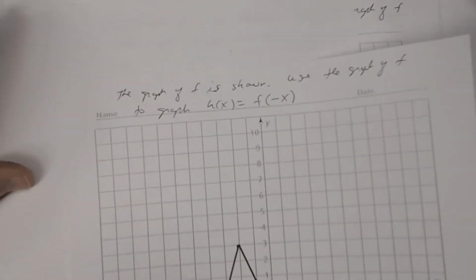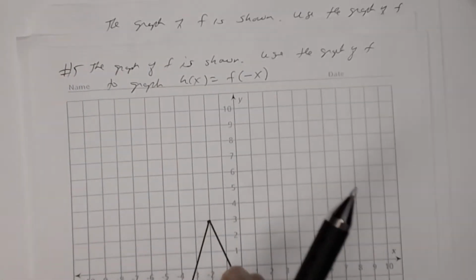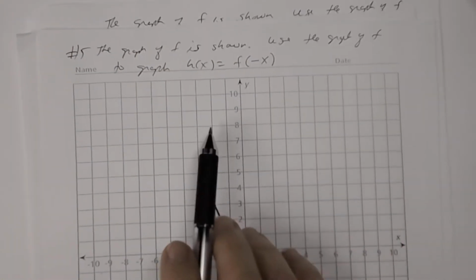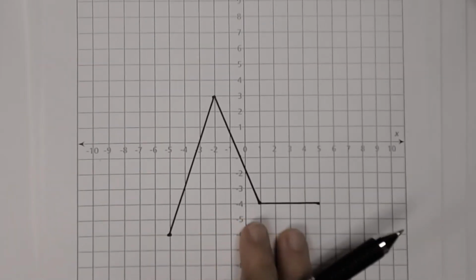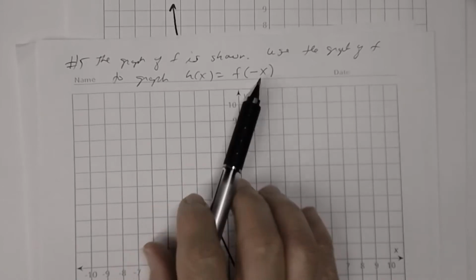All right, let's do number 5. So in number 5, you're told that the graph of f is shown. So this is the graph of f, all right? And you want to graph h of x, which is this.